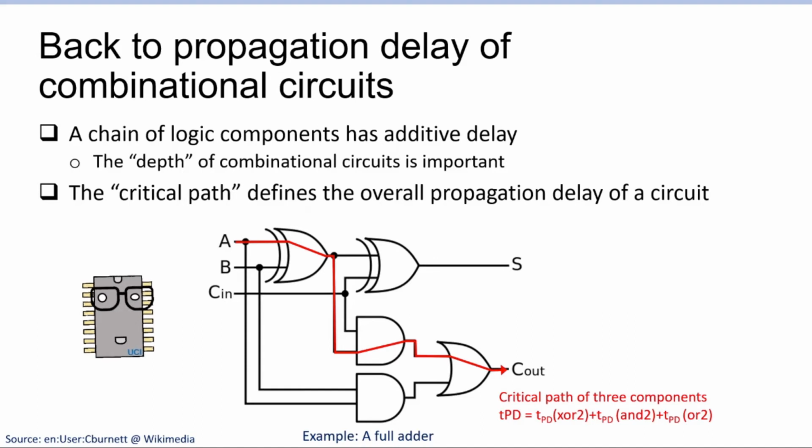So the possible switching speed of this particular circuit is defined by this critical path, the delay of this critical path. So this is an important term that we'll be coming back to multiple times in the future, the critical path of a circuit.